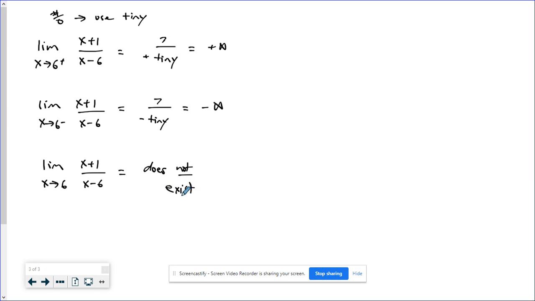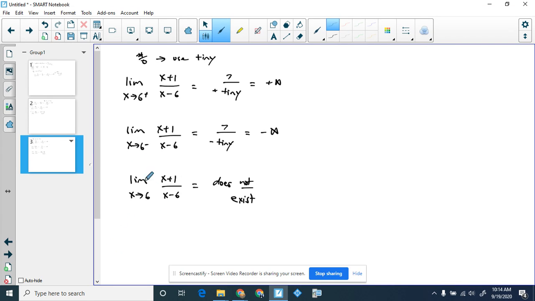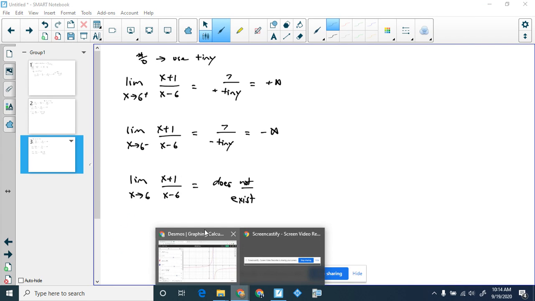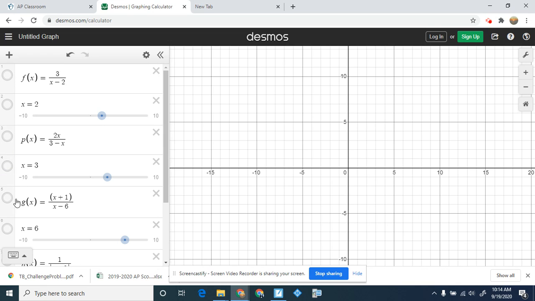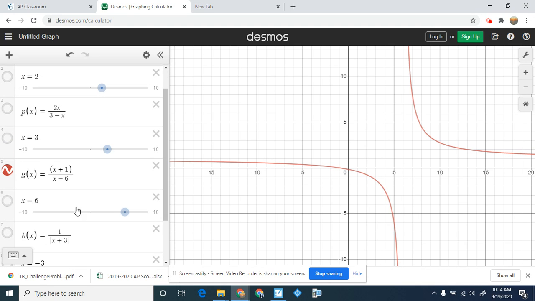Okay, let's go ahead and look at the graph of this, see if this makes any sense. All right, so come up in Desmos, and there's the graph. As I go to 6 from the right, the functional value is going to positive infinity. So go to 6 from the left, the functional value is going to negative infinity. So go to 6 from both sides, opposite infinities, does not exist.